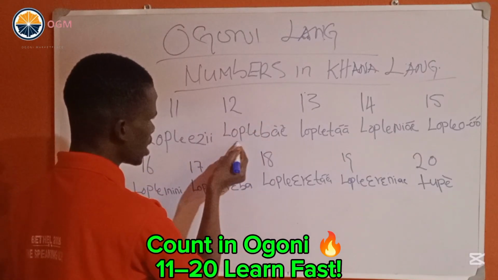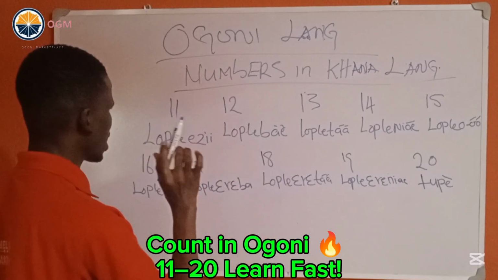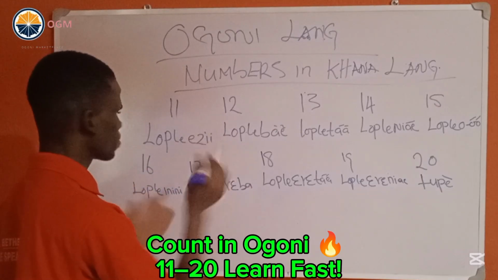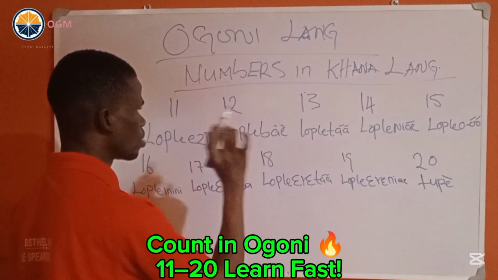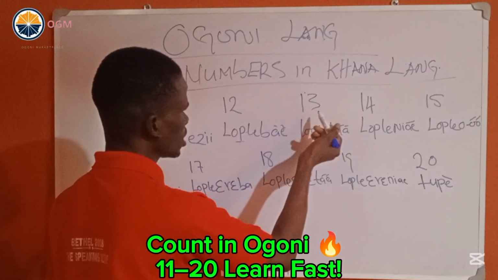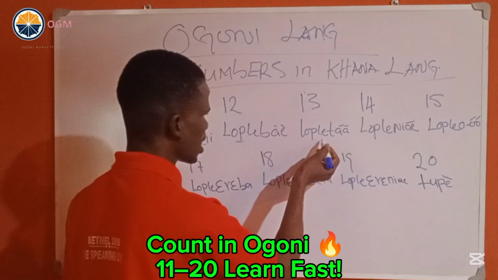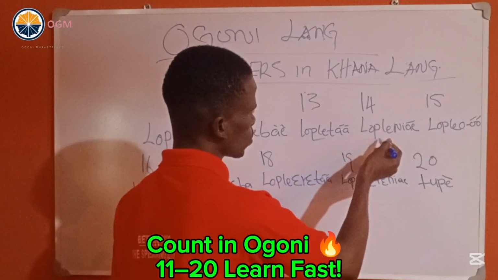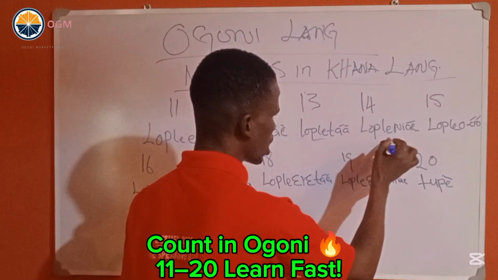This is the spelling of Lobleba in pure Kana language. Then 1 and 3, which is 13 in English, is called Lobleta in Kana language. This is the spelling of Lobleta. Then 1 and 4, which is 14 in English, is called Loblenia in Kana Ogoni language.